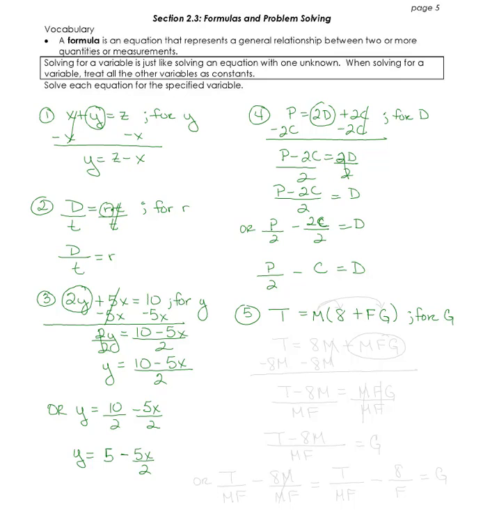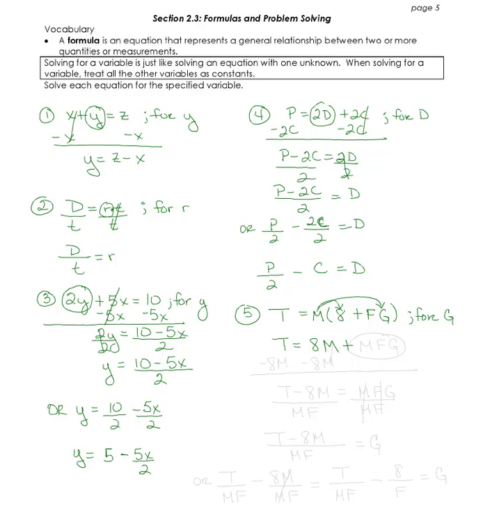Okay, so our goal is to solve for G, but G is inside the parentheses. So first, let's think about our directions when we solve a linear equation. Parentheses are present. We have to use which property? Distributive property. So we're going to distribute the m to the 8 and the m to the fg. So we have T is equal to 8m, because anytime you have a coefficient and a variable, you put the number first. You could have said m8, but normally we say 8m.